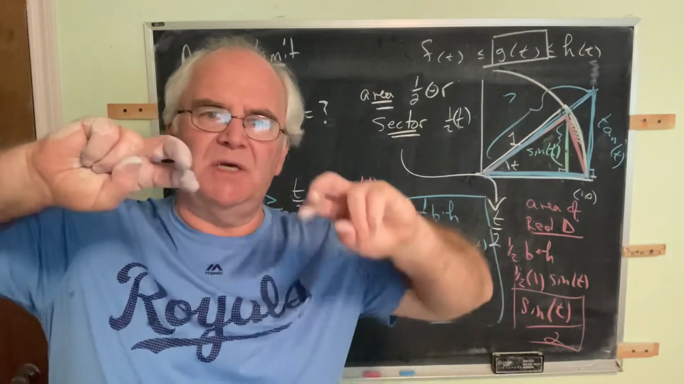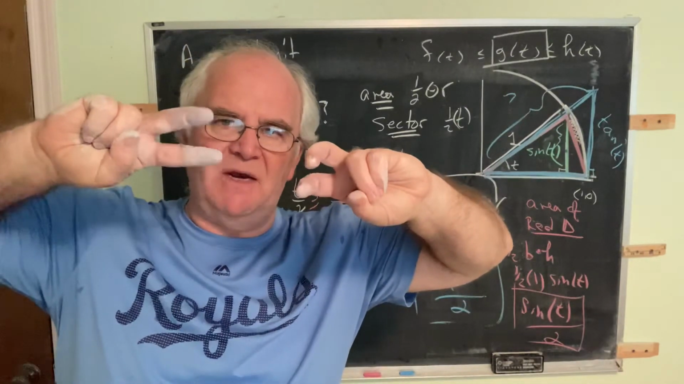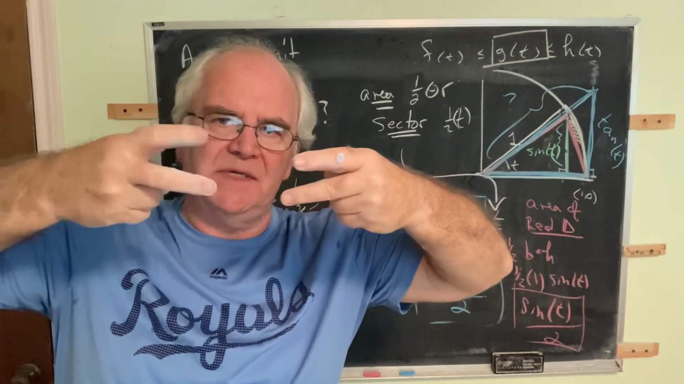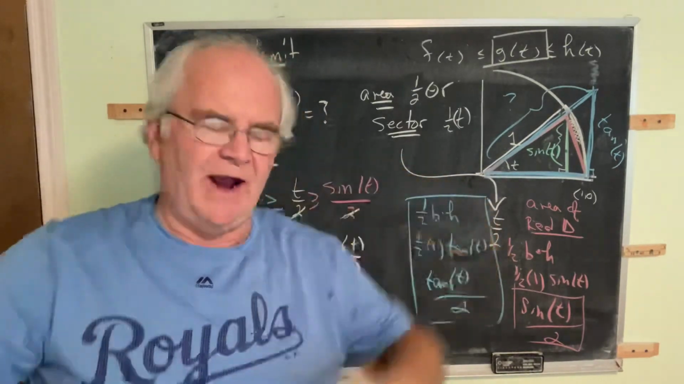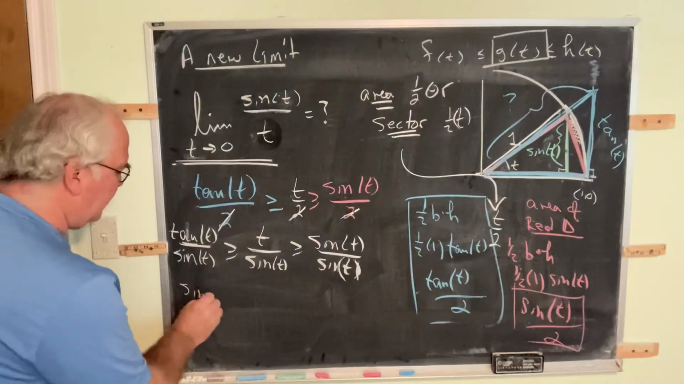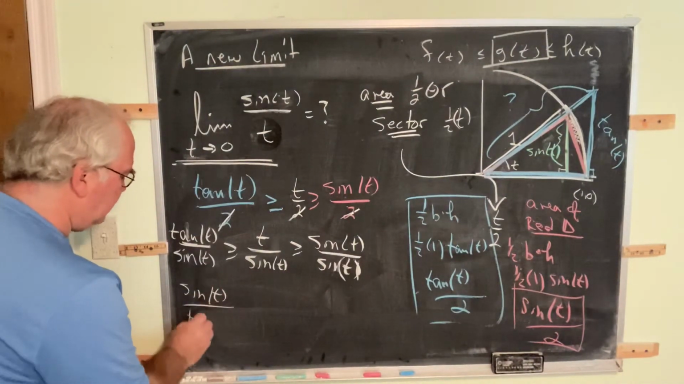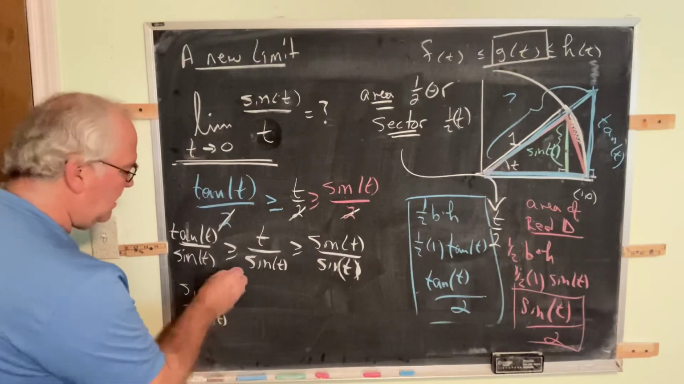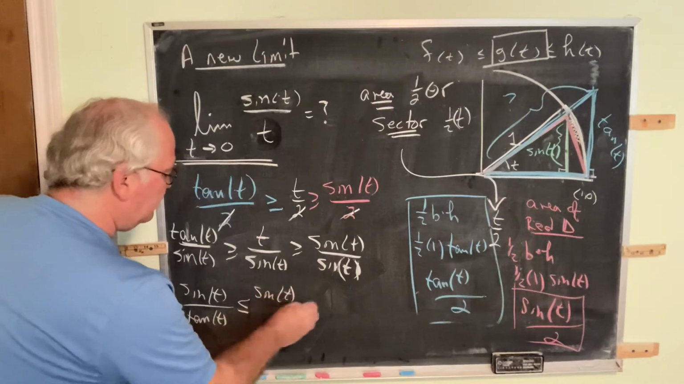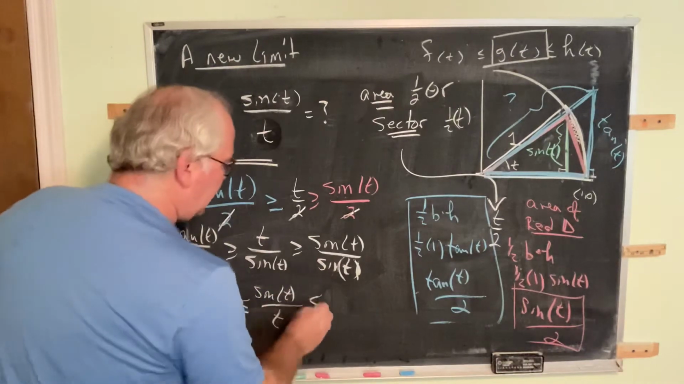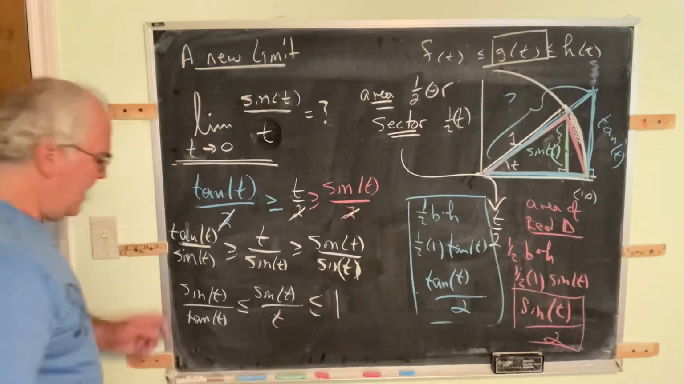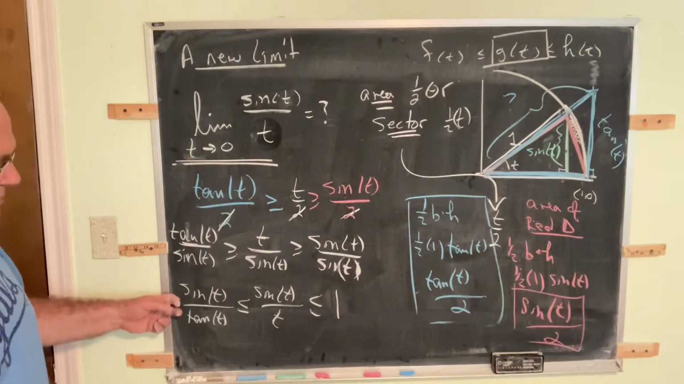If this is the big fraction, this is the little fraction. When you form the reciprocal, this is now the small fraction, this is the large fraction. So I'm going to form the reciprocal. So this is sine of t over tangent is now less than or equal to sine of t over t is now less than or equal to, I can simplify that on the fly. That's just 1.